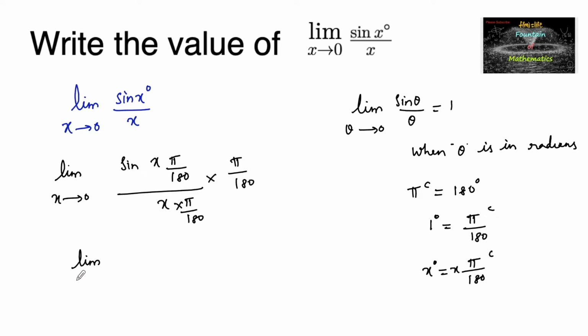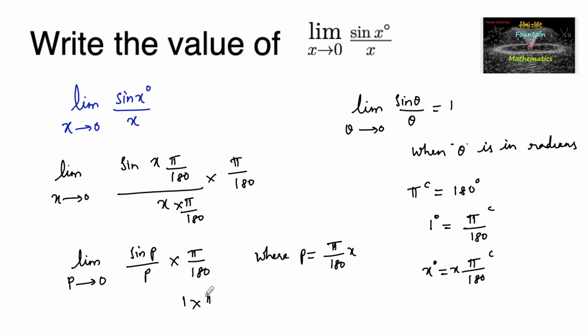So we can write here limit p tends to 0 sin p upon p into pi by 180, where p is equal to pi by 180 into x radians. So as p tends to 0, sin p upon p is 1, so 1 into pi by 180. So the answer is pi by 180. Pi by 180 is the answer.